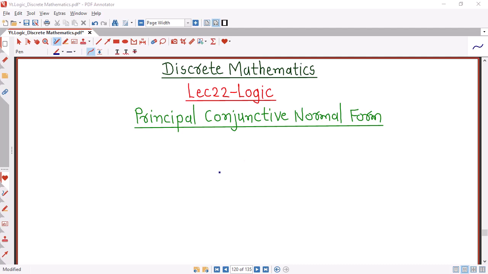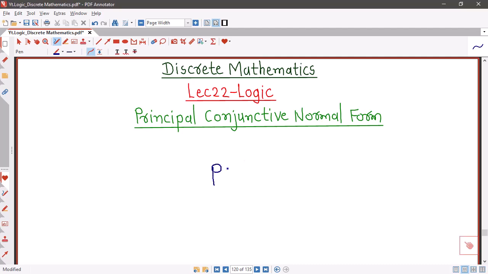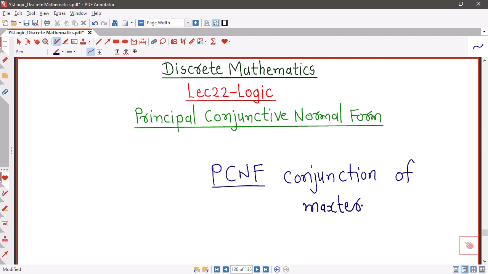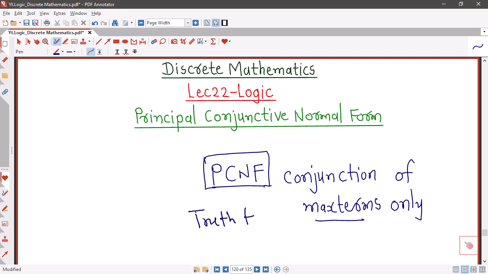In lecture number 21, we understood what is principal conjunctive normal form, and we know that principal conjunctive normal form is nothing but conjunction of max terms only, and we have understood the meaning of max terms in lecture number 21. Now in this lecture we are going to discuss how we can obtain principal conjunctive normal form of a given formula using truth table. So we will understand the method with the help of an example.